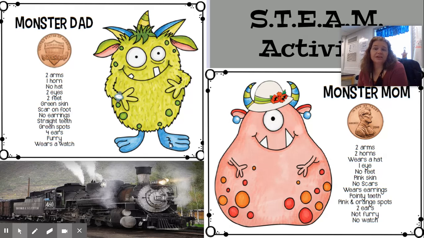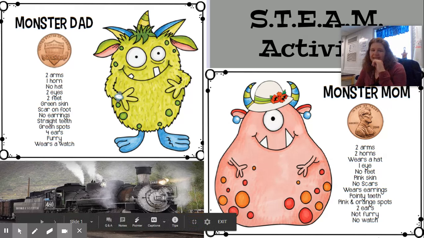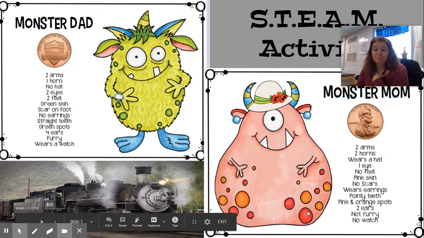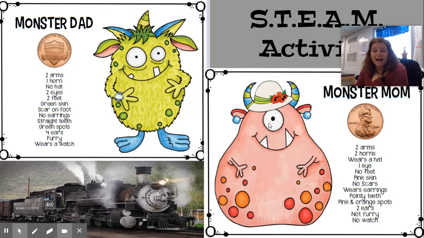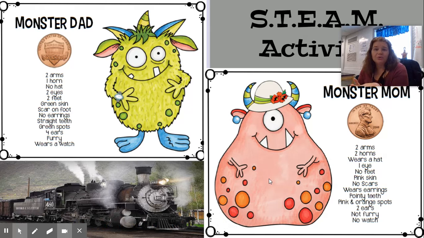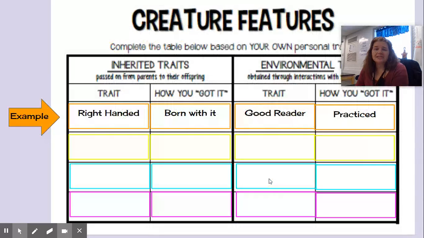The fur and the green spots and the 4 ears, those are what we call inherited because he was actually born with those traits. If we look at mom, we can see that she was born with the pink skin. She was born with the orange and the pink spots. She was born with the one eye, but she was not born with a hat on her head. That's an environmental trait. The pink skin and the orange and pink spots, those are inherited traits. And you, like these monsters, have inherited traits, but you also have environmental traits. And that's what we're going to look at on this next page.